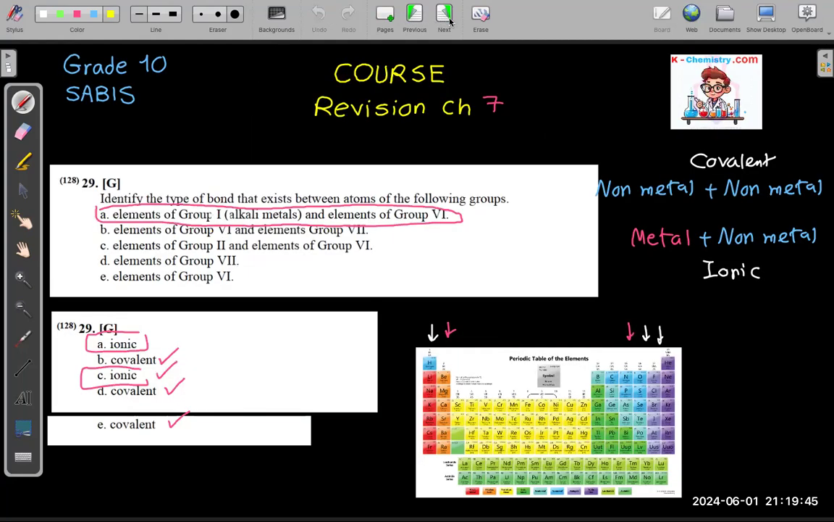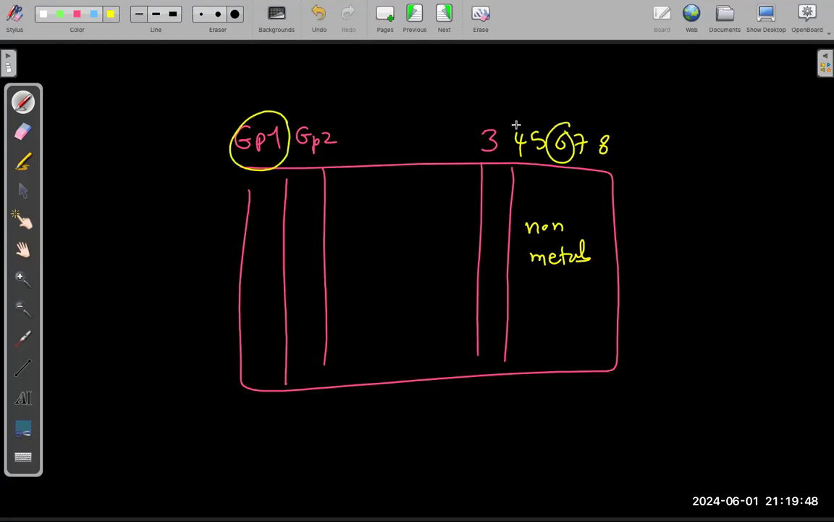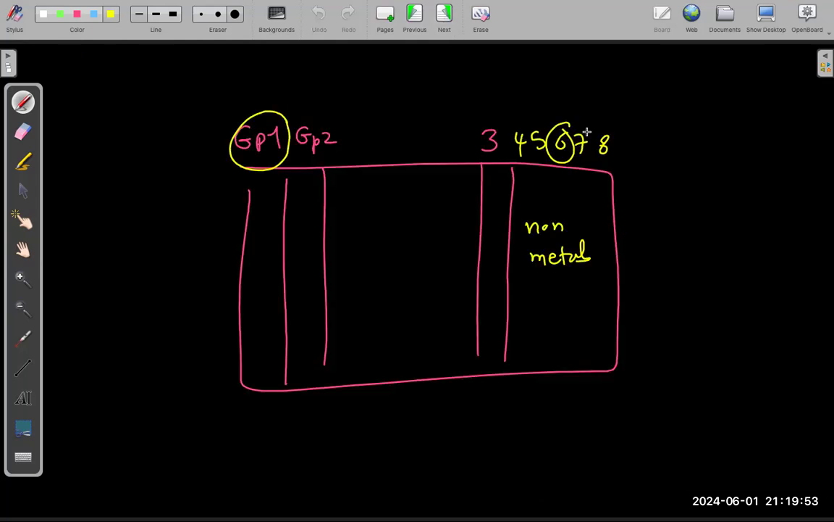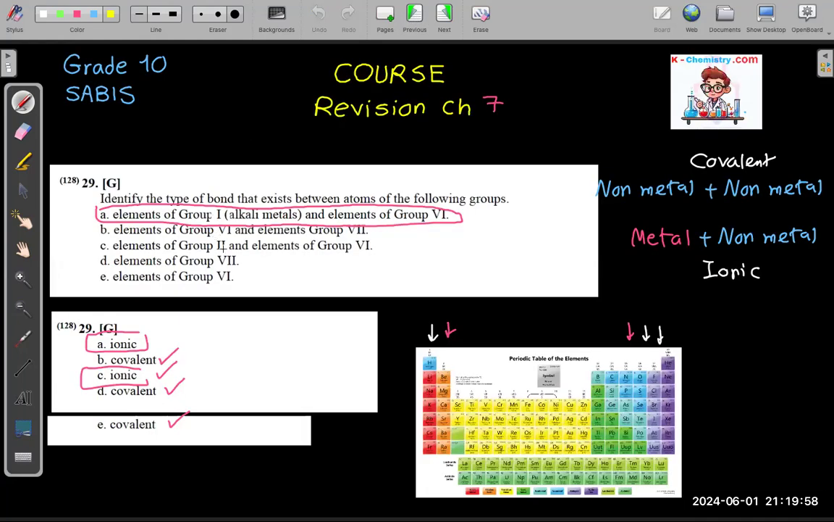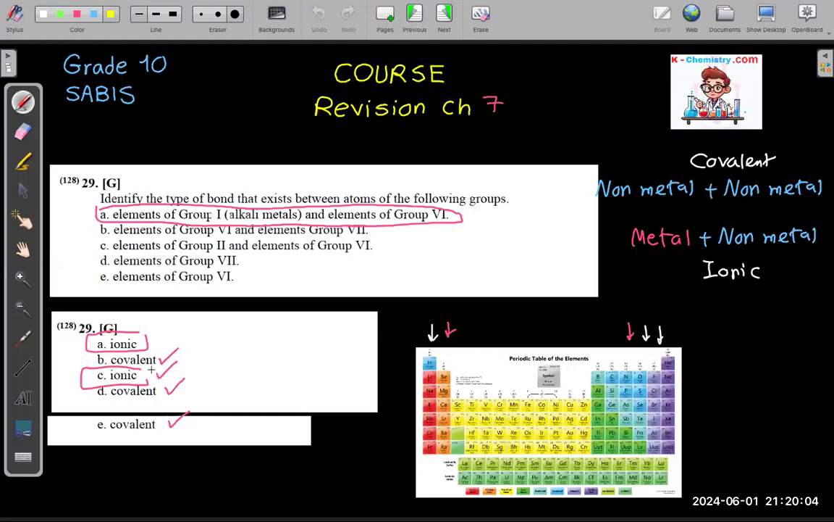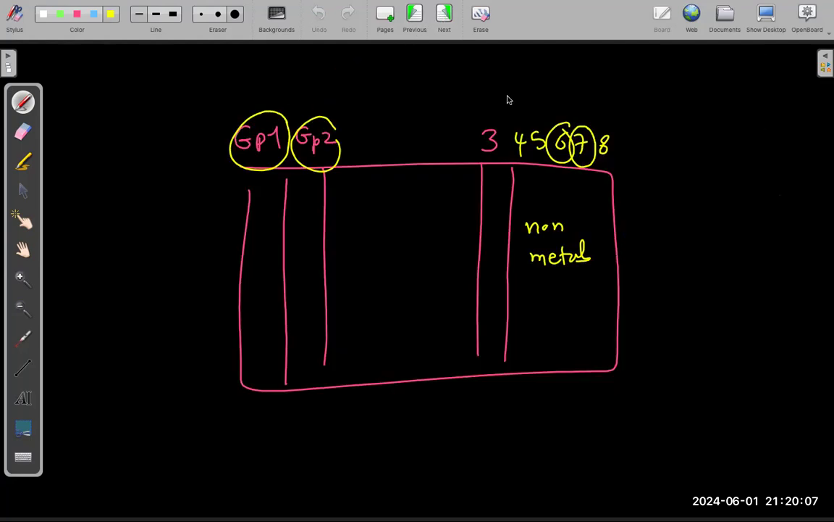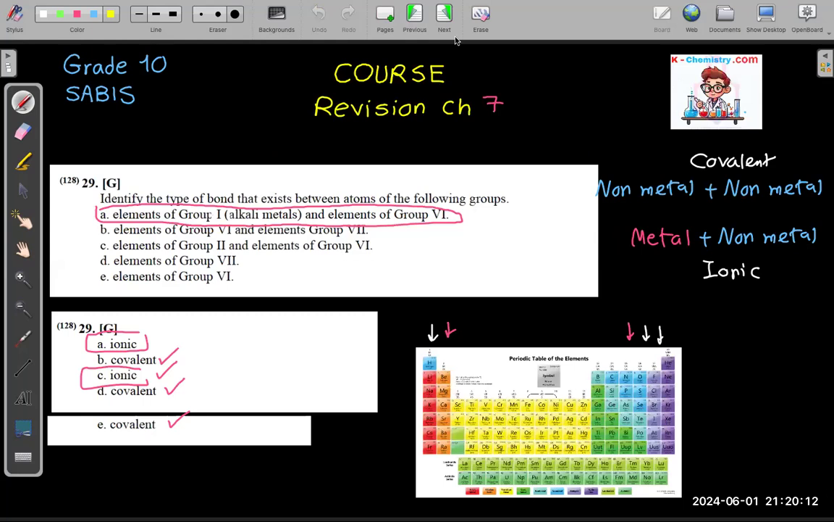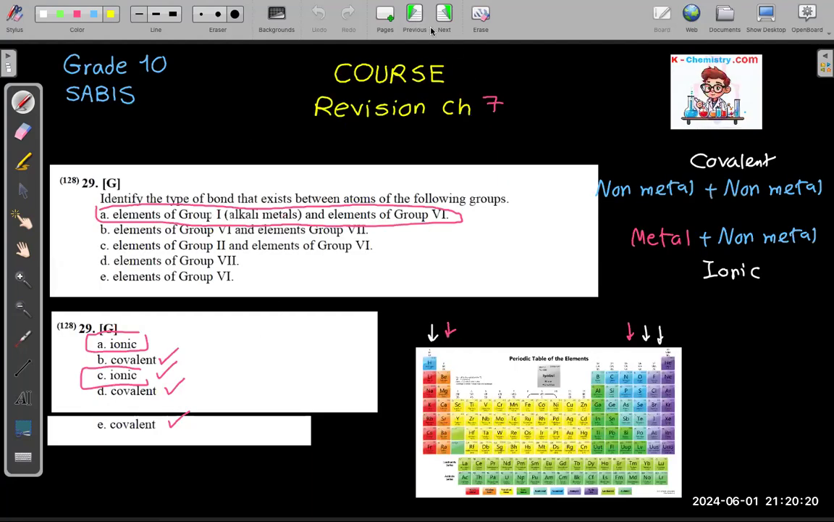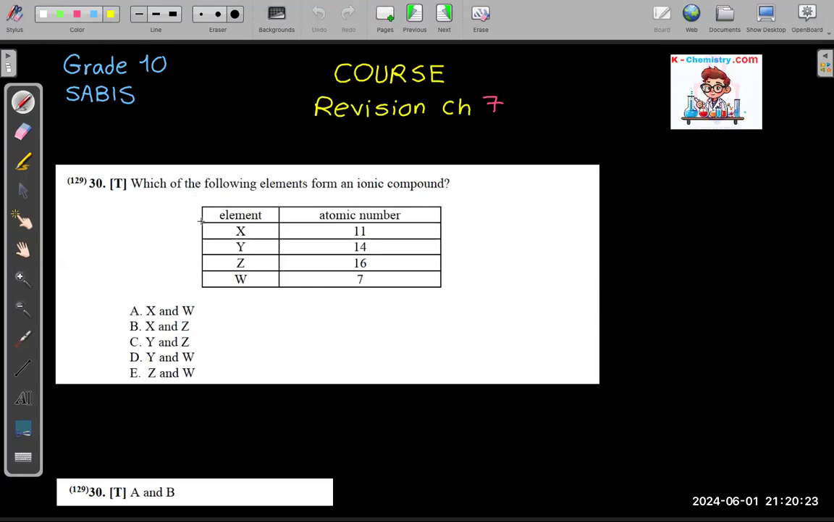So he took 1 and 6, left and right, so it is ionic. Then 6 and 7, right and right, both non-metals, so it is covalent. Then 2 and 6: 2 is from the left and 6 from the right, so it is ionic. Both of them from 7, both non-metals, so covalent. Both of them from 6, both non-metals, so covalent. This one should be easy.